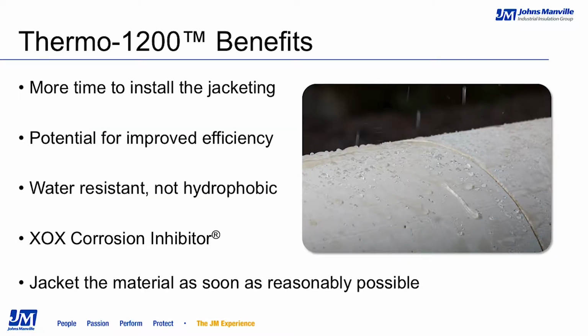Making the Thermo 1200 water resistant gave many additional benefits to the product. In the field, if a storm is about to occur and there's a first sign of lightning, everyone needs to move to safety. So we created this product to allow for more time to install the jacketing, which can help improve job site efficiency. However, it is important to note that the jacketing should be installed as soon as possible.